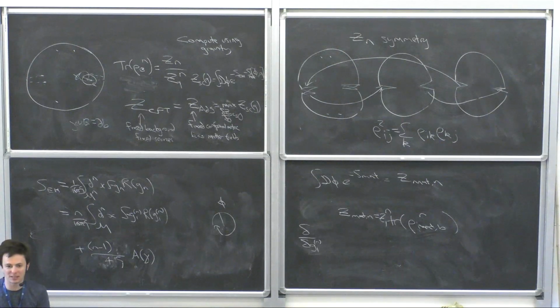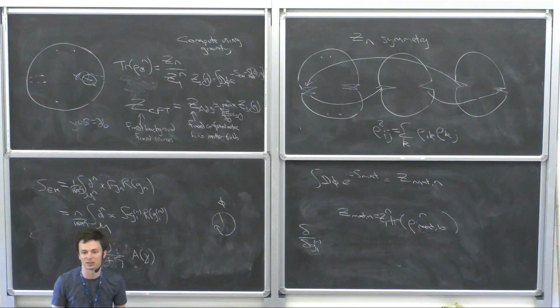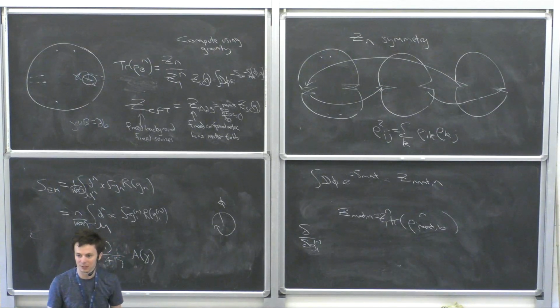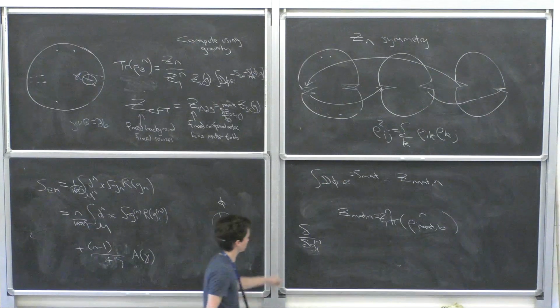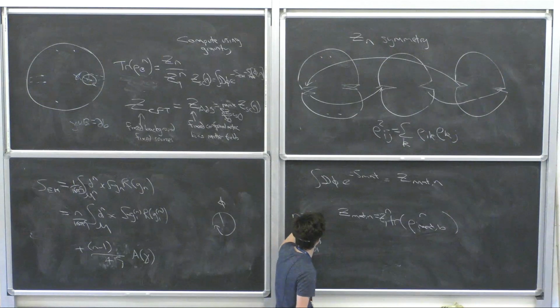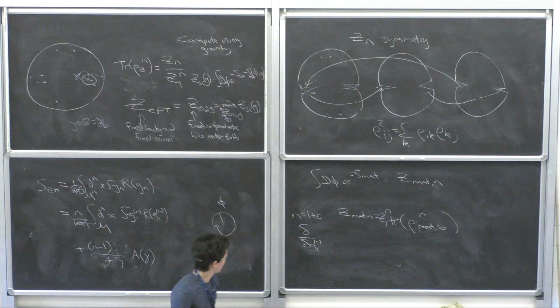In particular, we're going to want to care about the case of n very close to 1, because that's what's going to compute the entanglement entropy for us. So we're now going to stick n equal to 1 plus epsilon and then take the limit where epsilon goes to 0.